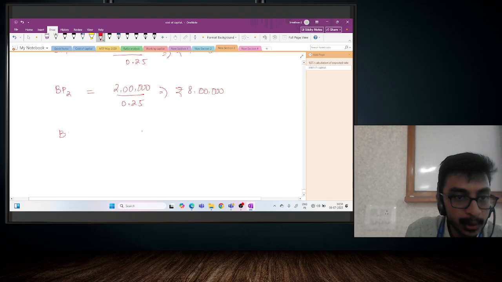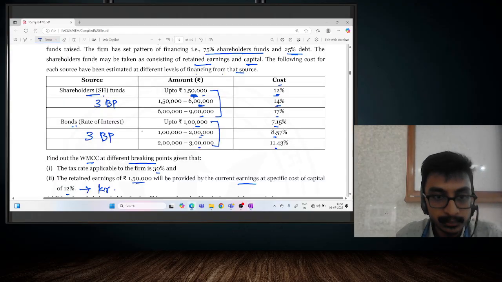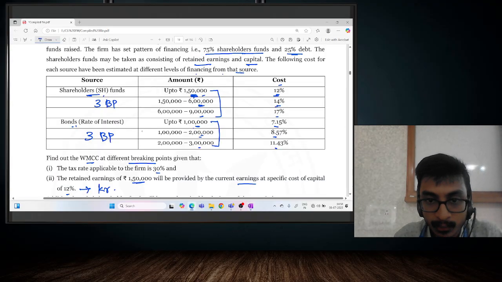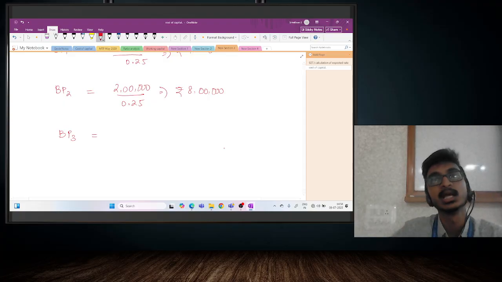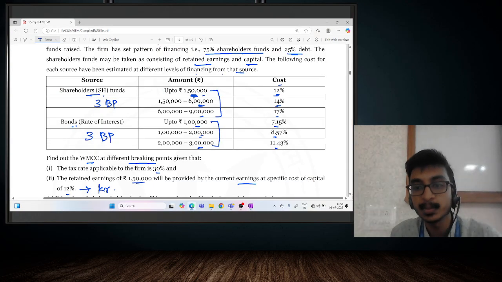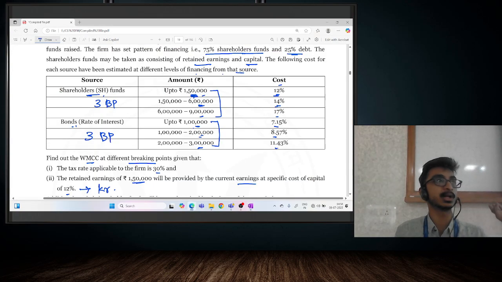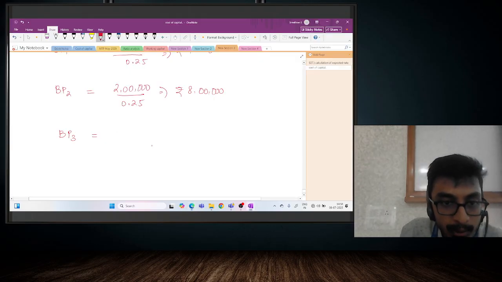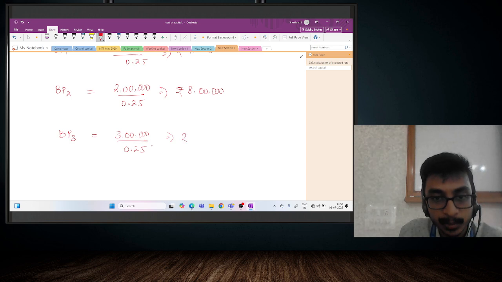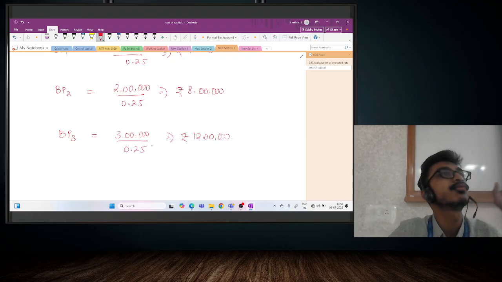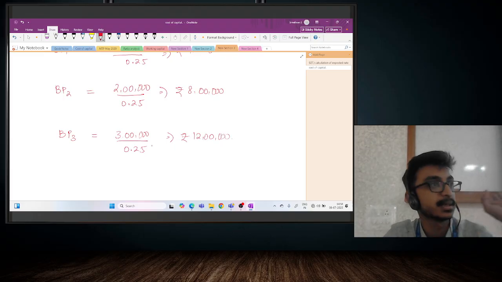Next, breaking point 3. Up to 3 lakh rupees we can borrow at 11.43%. If you are going beyond that, KD will change, but it is not given in the question how many percent it will increase to. So 3 lakh rupees divided by 0.25. How much do we get? 12 lakh. So far clear? Calculation of breaking point, is this clear to everyone?